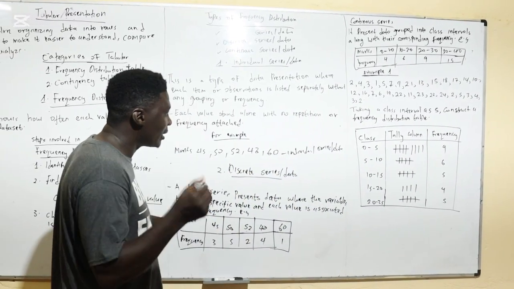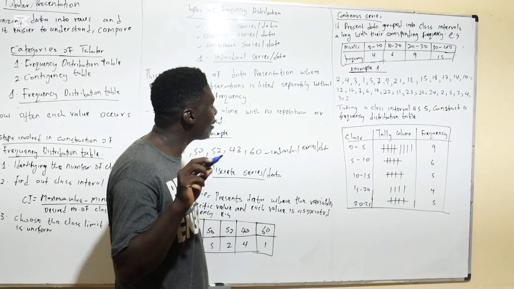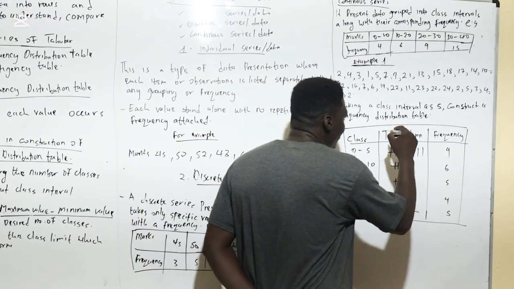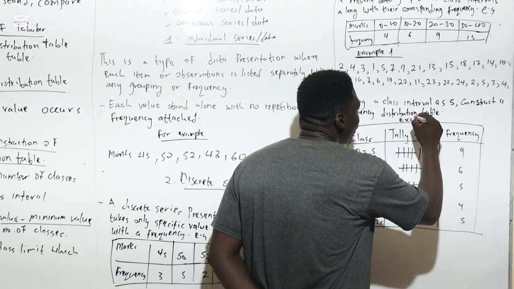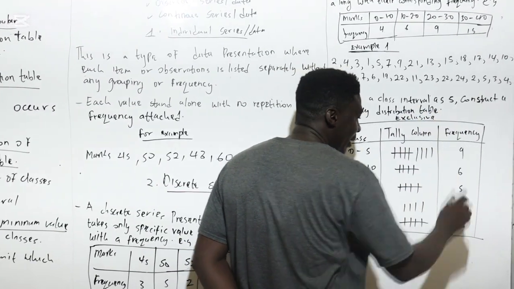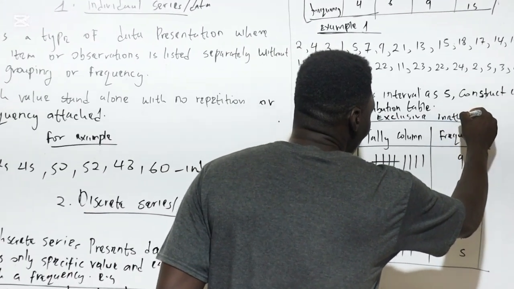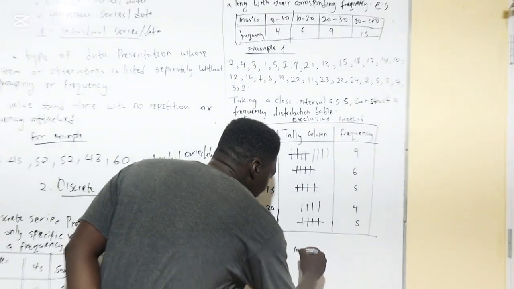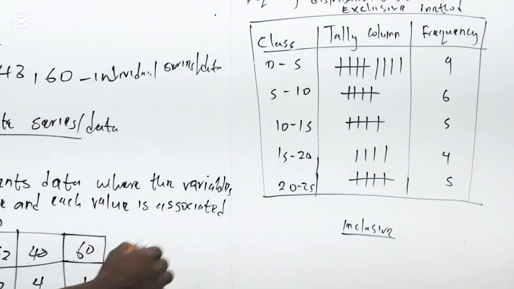There's something I've forgotten. We have two methods of constructing this table. We have the inclusive method and the exclusive method. This is the exclusive method. I think I'm teaching the inclusive method in my next presentation. Within this exclusive method, there's a part called the inclusive method. I'll teach you how to draw using the inclusive method.